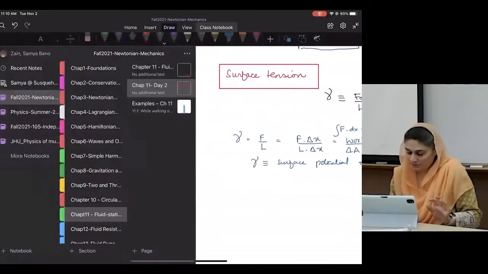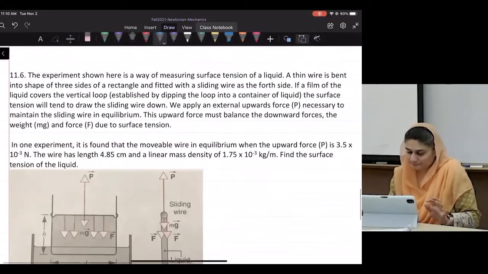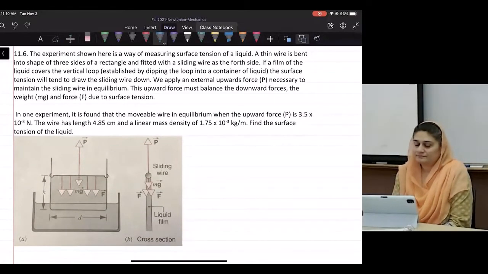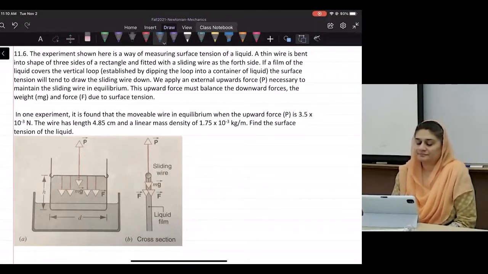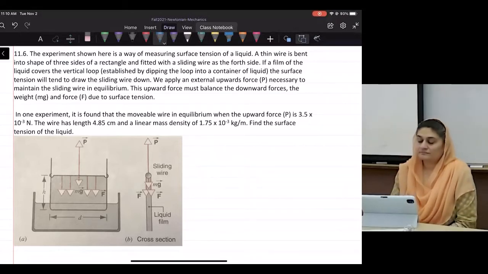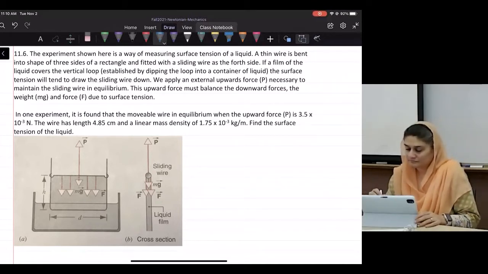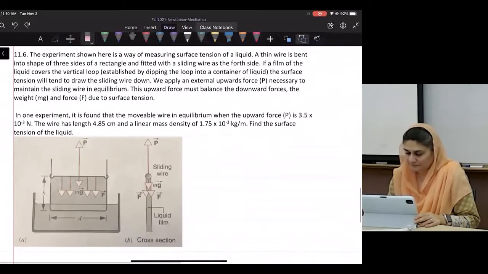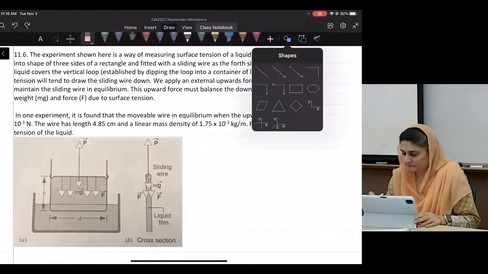Okay, so here's an example that I find very interesting. The experiment shown here is a way of measuring surface tension of a liquid. A thin wire is bent into the shape of three sides of a rectangle and fitted with a sliding wire as the fourth side. A film of the liquid covers the loop, established by dipping the frame into a container of liquid. The surface tension will tend to draw the sliding wire down.